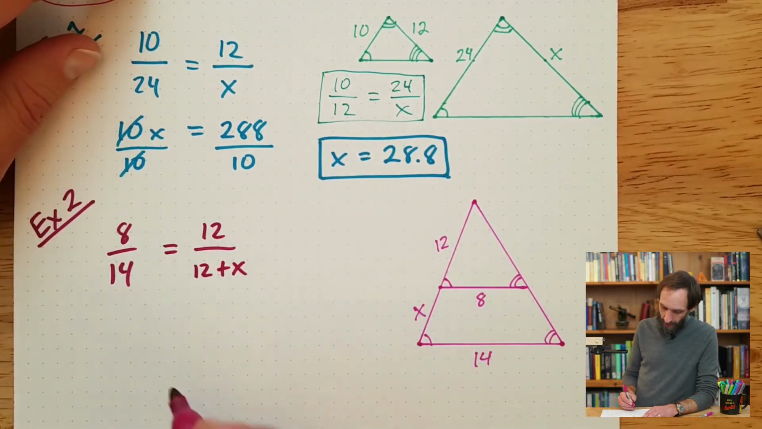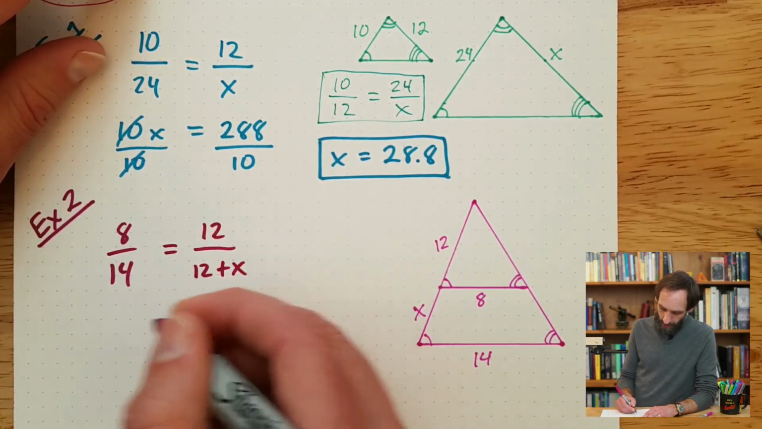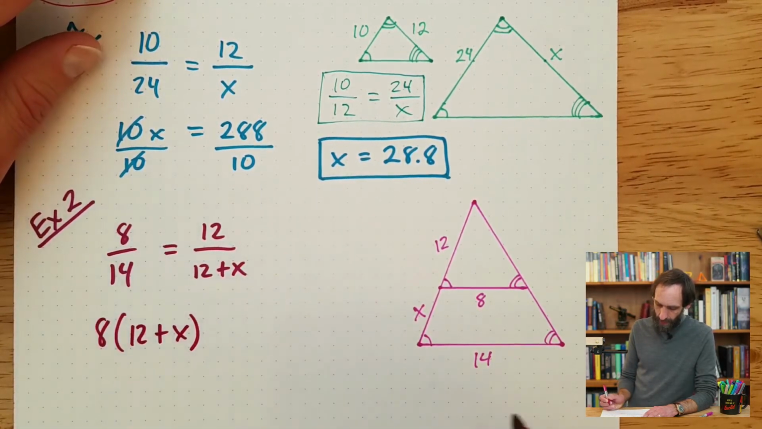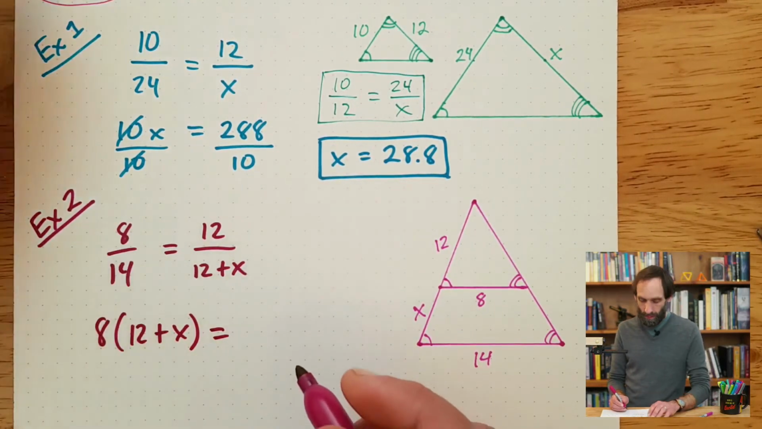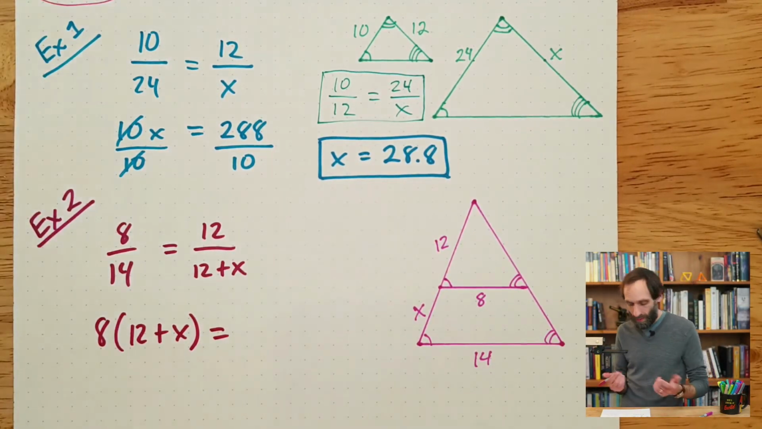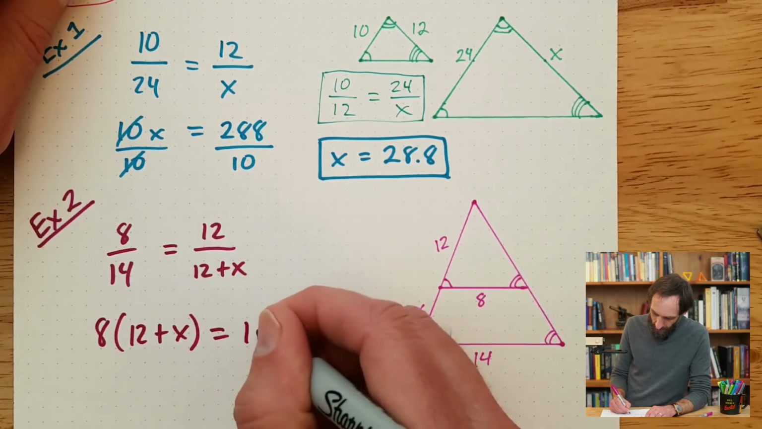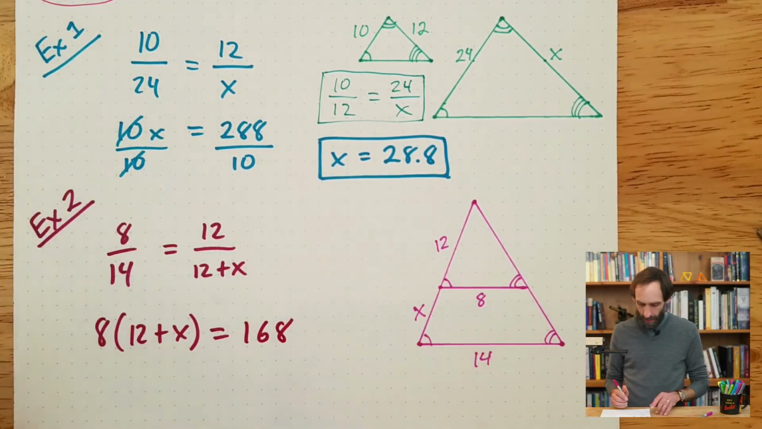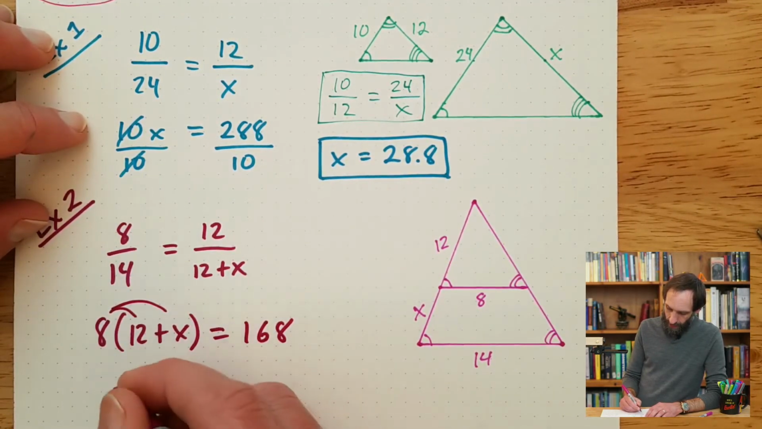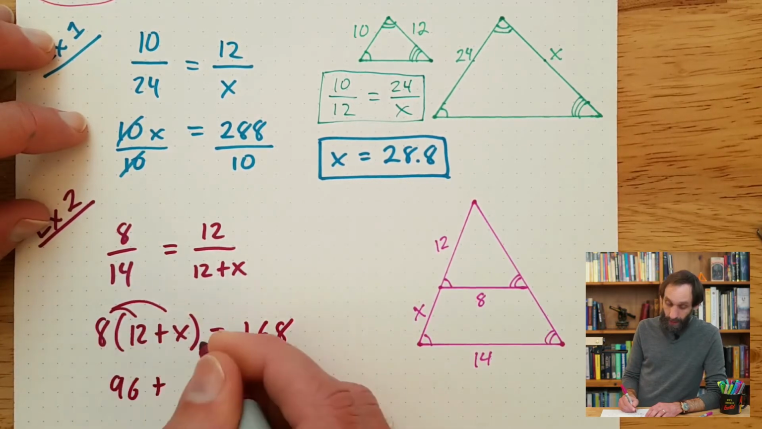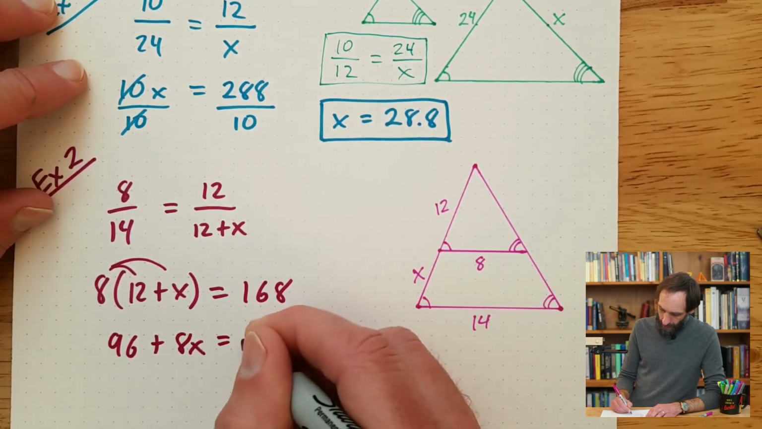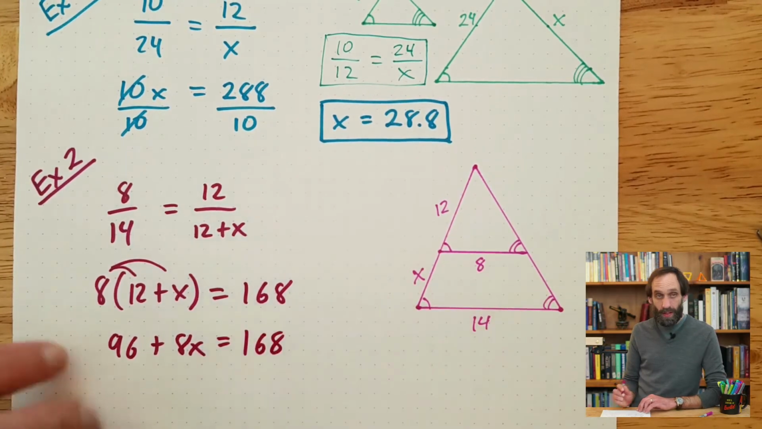So we can once again cross multiply. We have 8 times 12 plus x is equal to 14 times 12. Well, let's see. 12 times 12 is 144, plus 12 is 156, plus 12 is 168. So 14 times 12 is 168. Now I'll go ahead and distribute this 8. And I get 8 times 12 is 96. And 8 times x is, of course, 8x. And this expression is equal to 168.